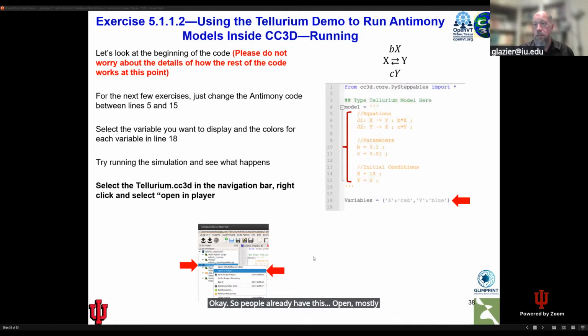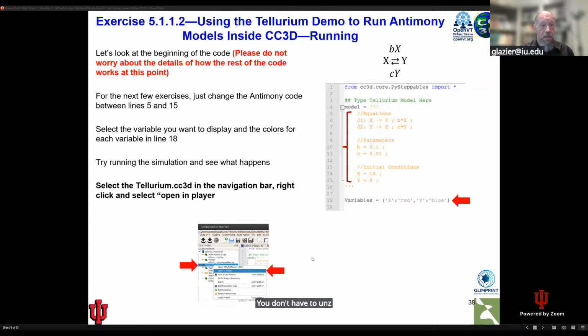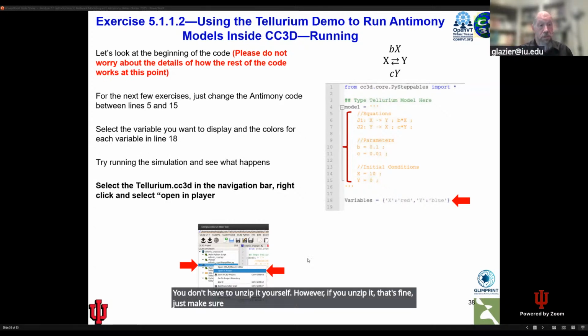Remember that Player and Twedit will both unzip the files for you. So if you've downloaded the zipped file, you can open them directly from Twedit. You don't have to unzip it yourself. However, if you unzip it, that's fine. Just make sure you retain the directory structure.